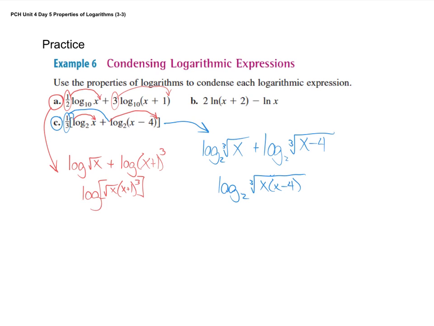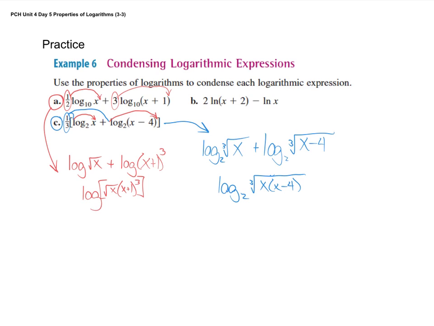Now, by the way, there's variety in how you could have approached this one. Some might say, I'm going to leave the 1/3 till last, and make inside the brackets the log base 2 of x times x minus 4. Then they multiply by the 1/3. But it really doesn't matter. Whichever order you prefer, as long as you're careful, you can do it.